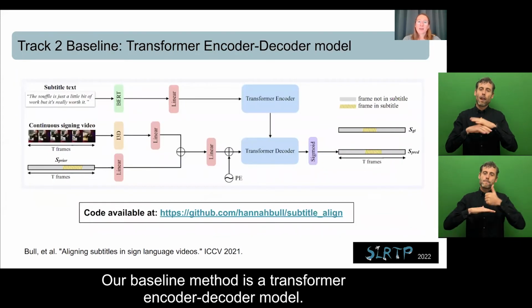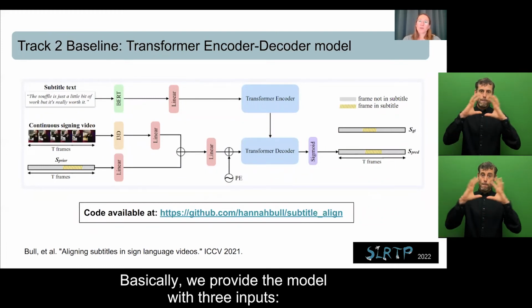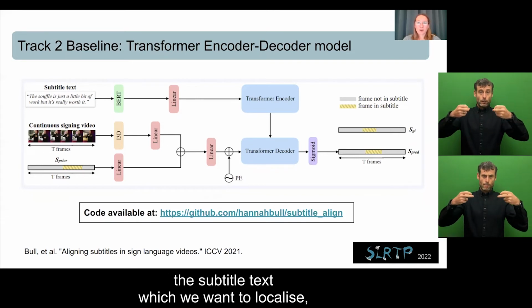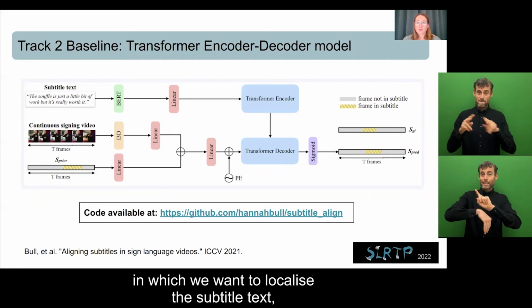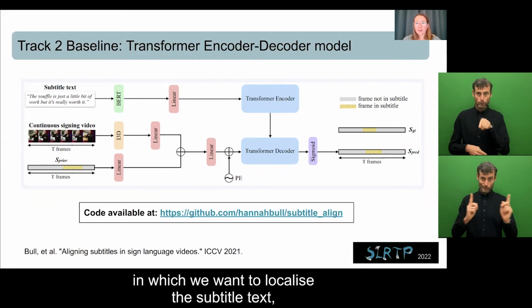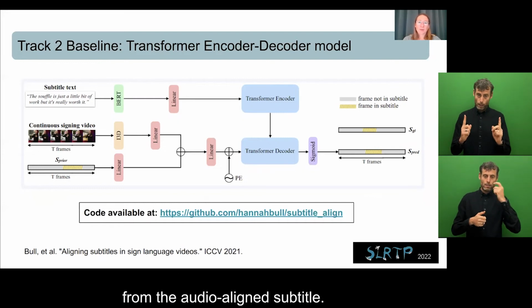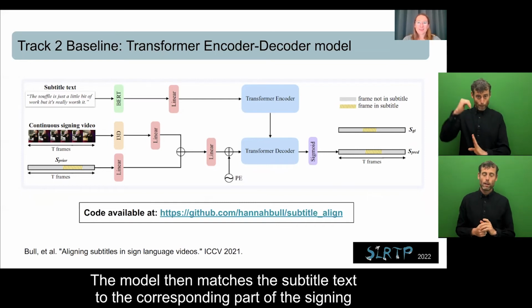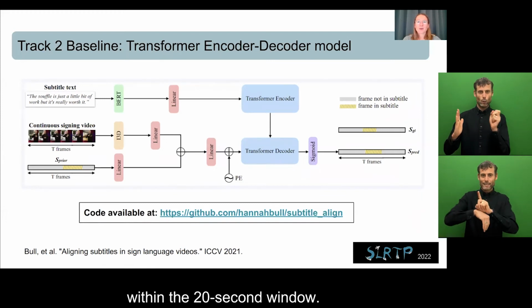Our baseline method is a transformer encoder decoder model. Basically, we provide the model with 3 inputs: the subtitle text, which we want to localize, a 20-second window of sign language video in which we want to localize the subtitle text, as well as a good guess of the localization from the audio aligned subtitle. The model then matches the subtitle text to the corresponding part of the signing within the 20-second window.